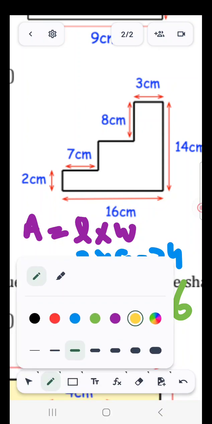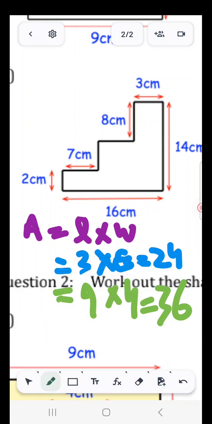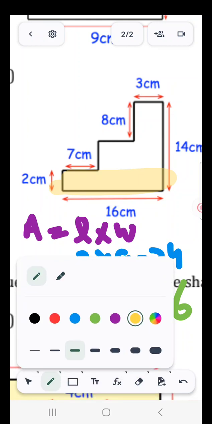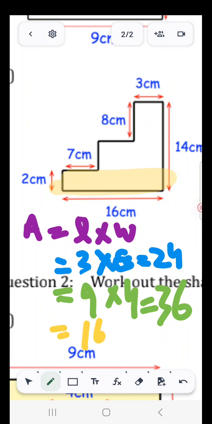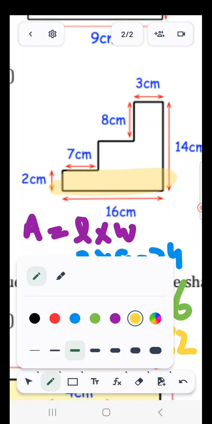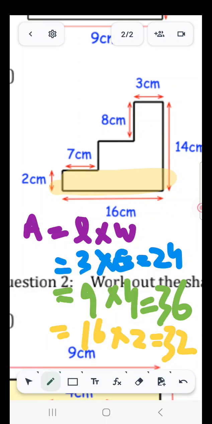First of all, I'm going to highlight the bottommost rectangle like this. Okay, it's very obvious. The length is 16 and the width is 2. So 16 times 2 is 32. Okay, now we have counted the areas of all of the rectangles. I can write them separately. The top one is 24 and the one below it is 36, and the bottommost one is 32.